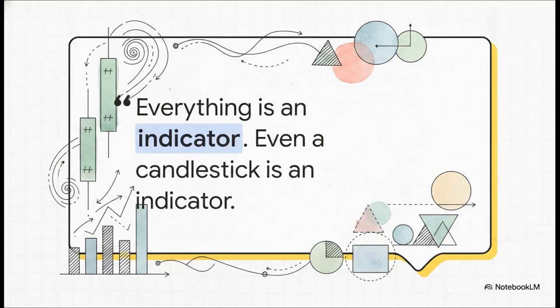But here is a major paradigm shift from the source material, and it's honestly a brilliant way to reframe your thinking. A naked candlestick is not pure magic. It is simply a visual indicator showing you past and present price levels. Literally everything on your screen is an indicator. The candlestick indicates where the price opened, high, low, and closed. Once you accept that reality, the whole prejudice against using volume tools completely falls apart.